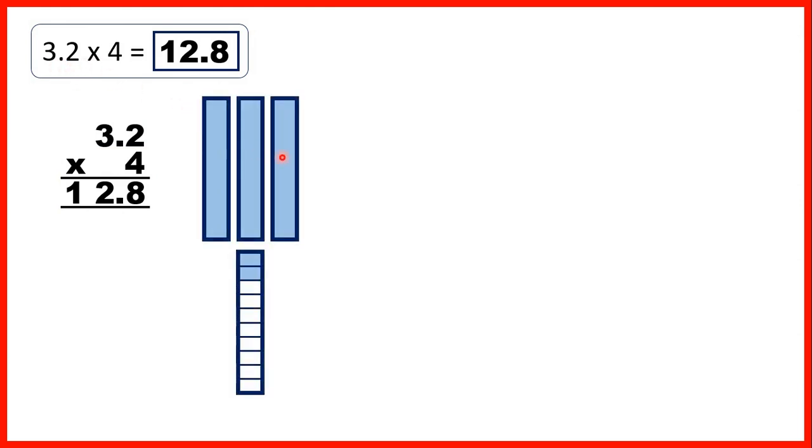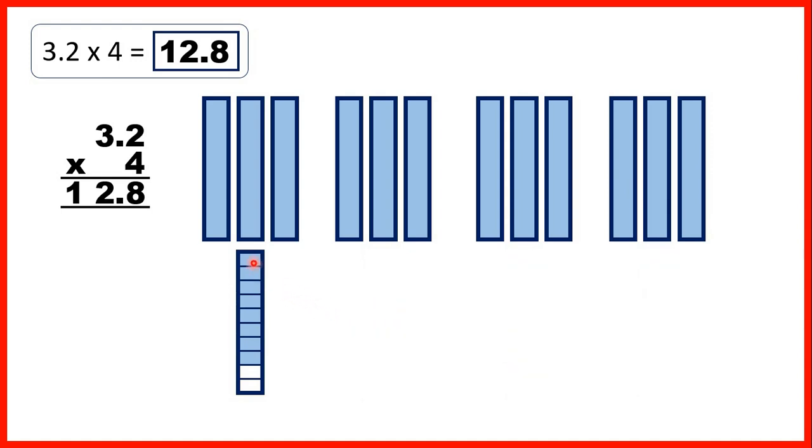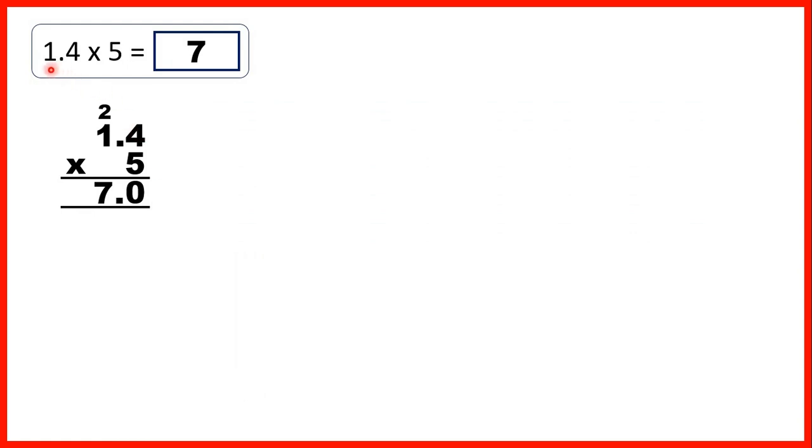3.2 is 3 wholes and 2 tenths, and if we're multiplying by 4, we can show 3.2 4 times. Now, if we do some regrouping, we now have some empty fraction bars, but we've got 8 tenths and 12 ones, so that's why our answer is 12.8. Then we had 1.4 times 5.